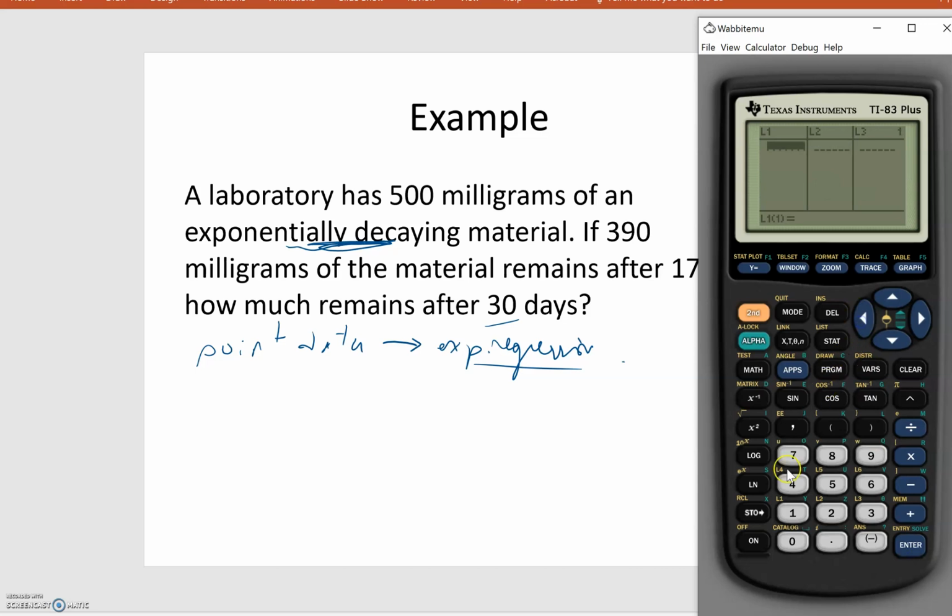We start off with 500 milligrams at time 0. Your first column is always going to be your times. And then after 7 days, we have some other amount. Okay. Let's go to column 2. So we begin with 500, and then we go down to 390. Then do exponential regression.